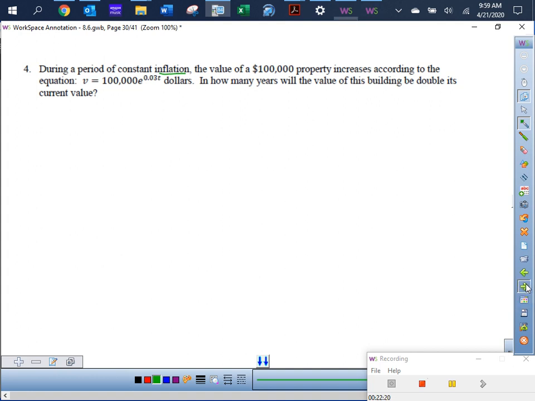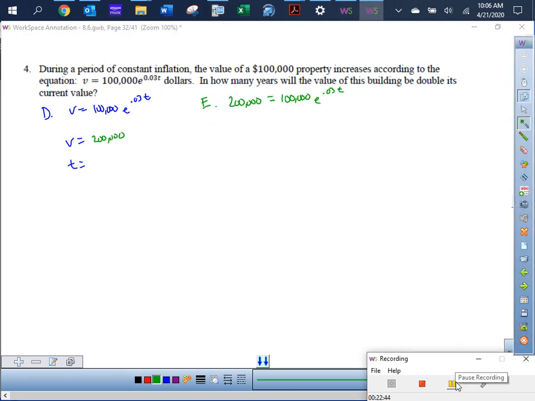So we'll define. They gave me the formula, and you need to double the value. So the value is going to be $200,000. And they want to know how long that will take. So I will let you pause the video, substitute this stuff in, and solve for t using logarithms. So give the video a pause. Let's see how we did.